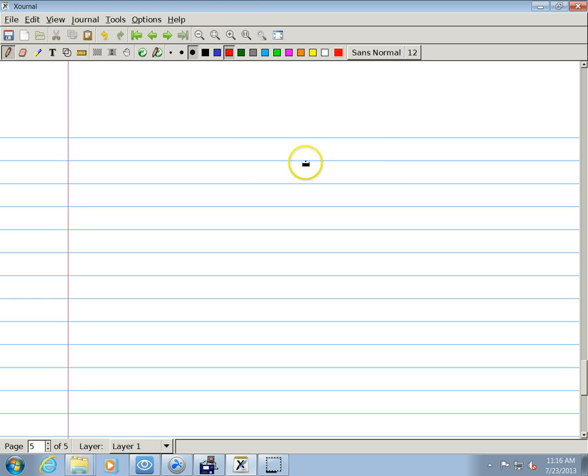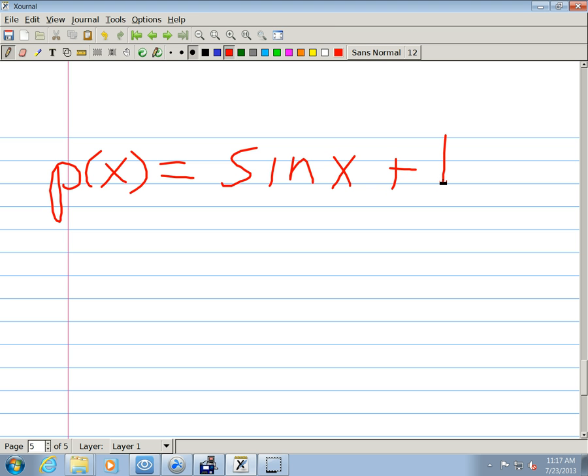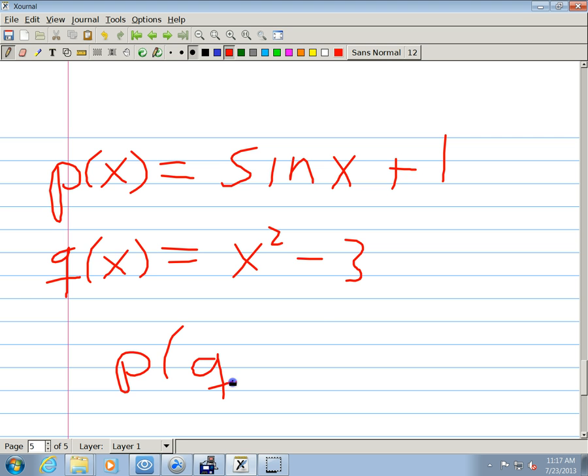Okay, so let's talk about this. What if I gave you the following functions? Let's say p of x is something, I don't know, sine of x plus 1. Sort of like what we just graphed, right? A midline with a constant midline other than 1, right? Y equals 1 is a midline. And q of x is x squared minus 3. And my question to you is, what is p of q of x?